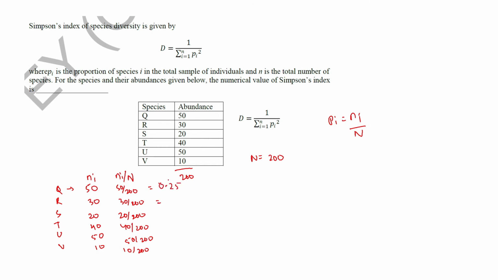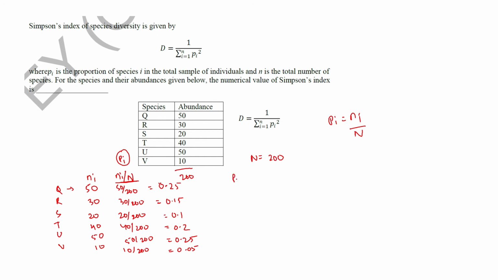Okay, it will come out as 0.25, it will come out as 0.15, it will come out as 0.1, it will come out as 0.2, it will come out as 0.25, 0.05. Okay, so now you got the values. This is of ni by n. Okay, so these are values for ni by n. We need to take out decimal values. Now the next thing is, which is also pi. Okay, so pi equals the same thing.